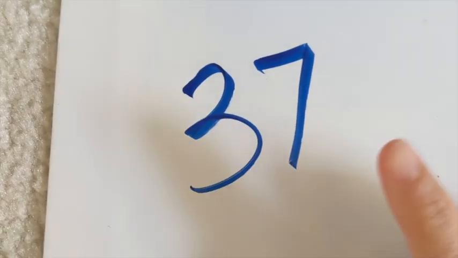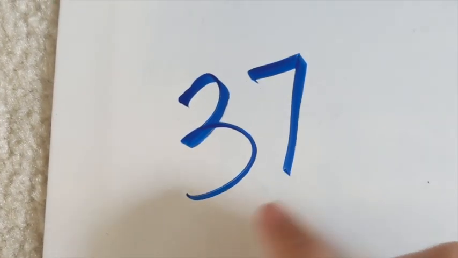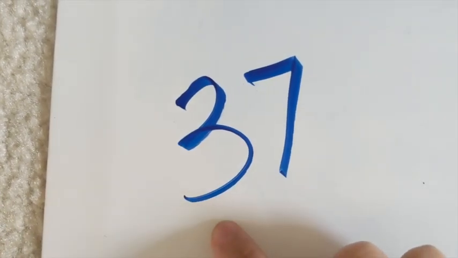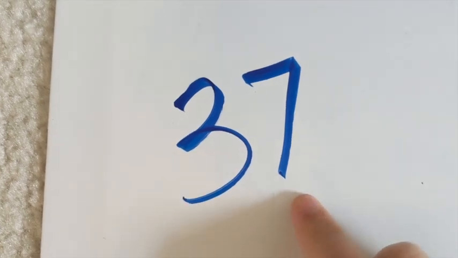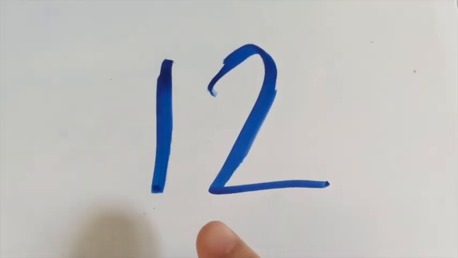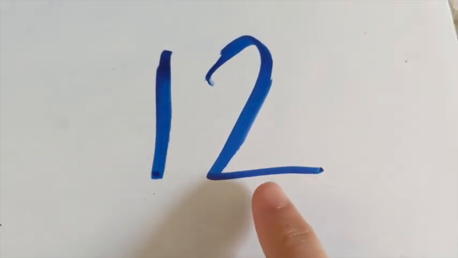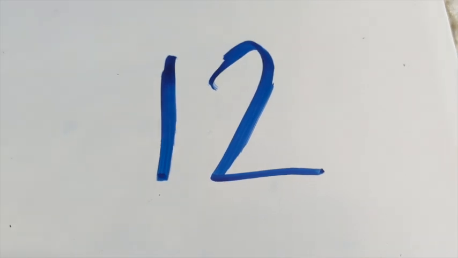Okay, so I have a number here. This number is called 37. It is a 2-digit number. It has 3 tens and 7 ones. Then I have another number here. This is number 12. It has only 1 ten and 2 ones. Now I'm going to go ahead and make a subtraction problem. We're going to take away from one of the numbers.